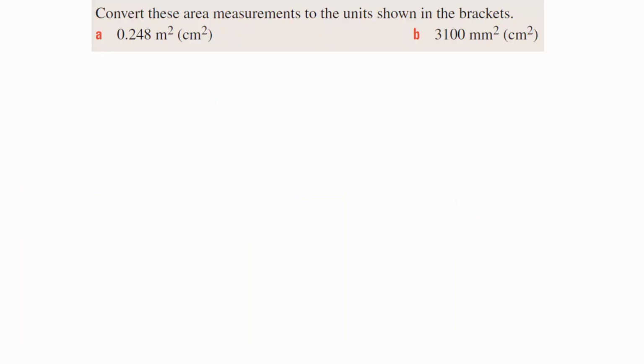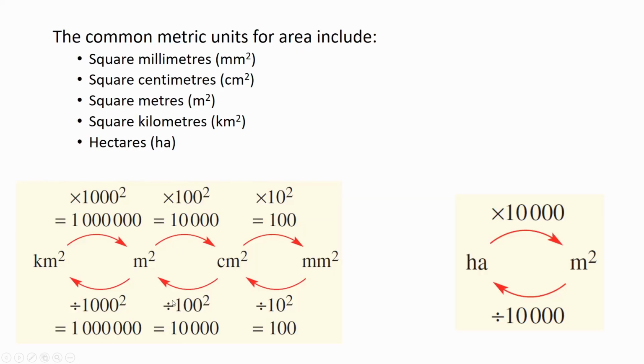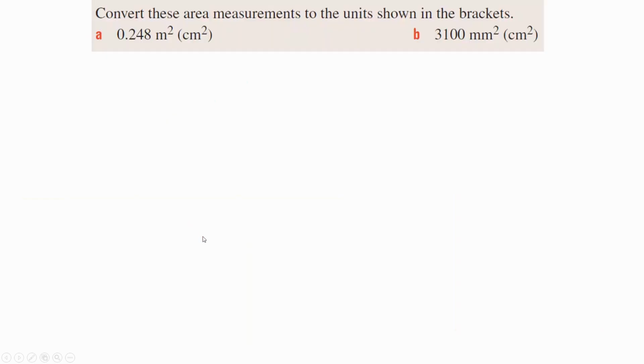Our first one is from 0.248 meters squared to centimeters squared. If we have a look at the slide before, it says from meter squared to centimeter squared, all we need to do is multiply by 100 squared, or 10,000. So for question A, we do 0.248 times 100 squared, and you can put that into your calculator. That should have given you 2,480. And don't forget the unit, centimeters squared.